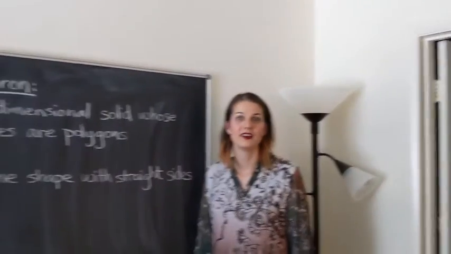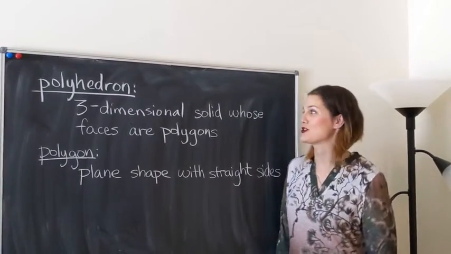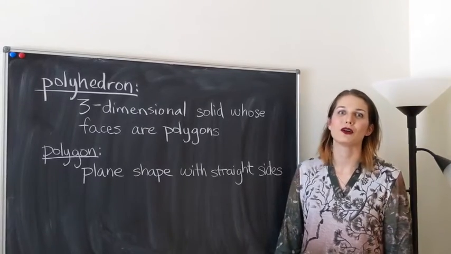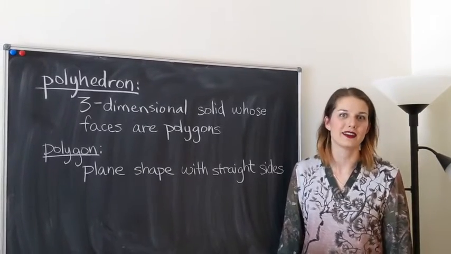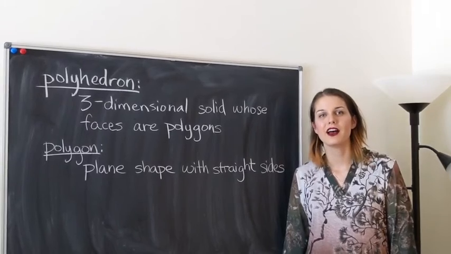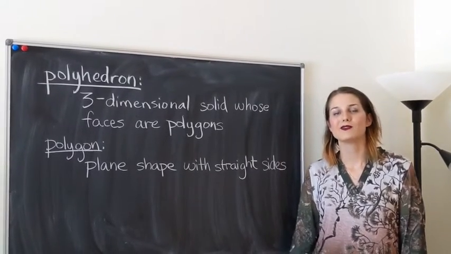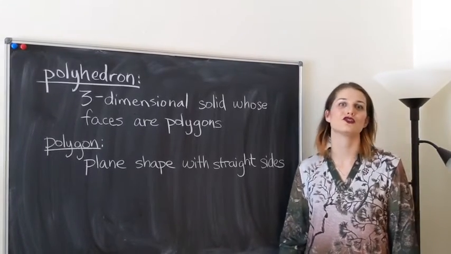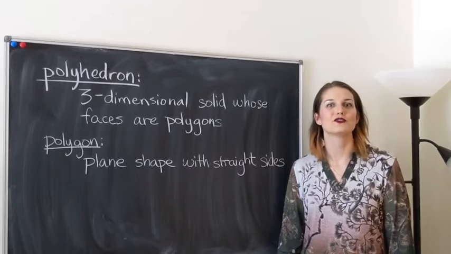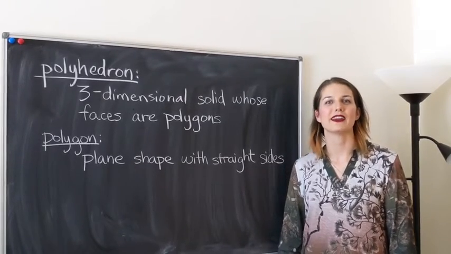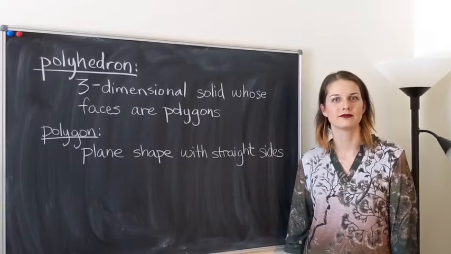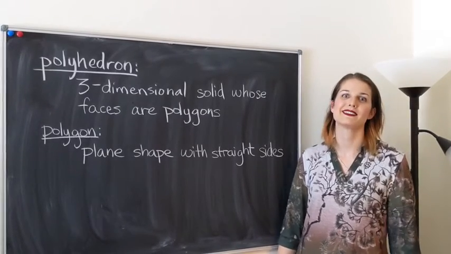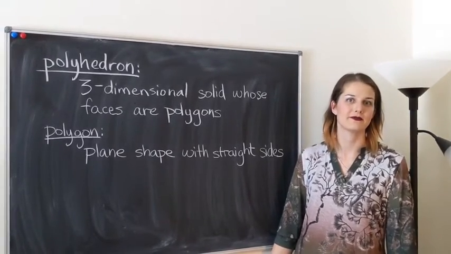Identifying some polyhedra and other three-dimensional solids. So what is a polyhedron? A polyhedron is a three-dimensional solid whose faces, or more colloquially sides, are polygons. And what's a polygon? A polygon is a plane or two-dimensional shape with straight sides. So squares and triangles and rectangles, those are polygons. What do you think? Is a circle a polygon? A circle is not a polygon since it doesn't have straight sides.